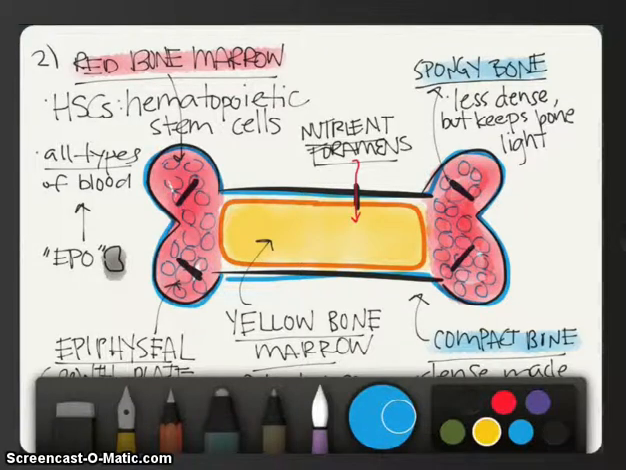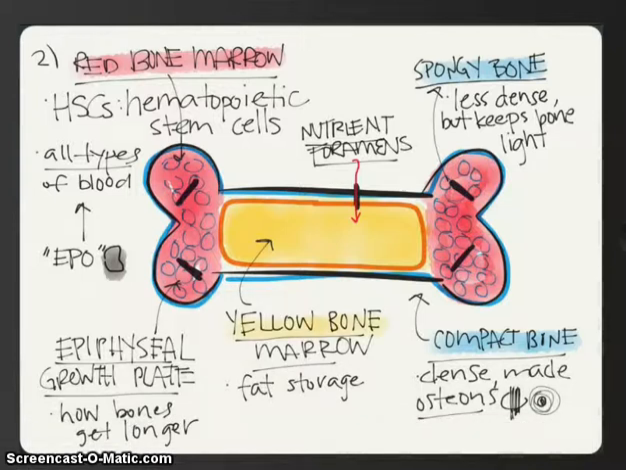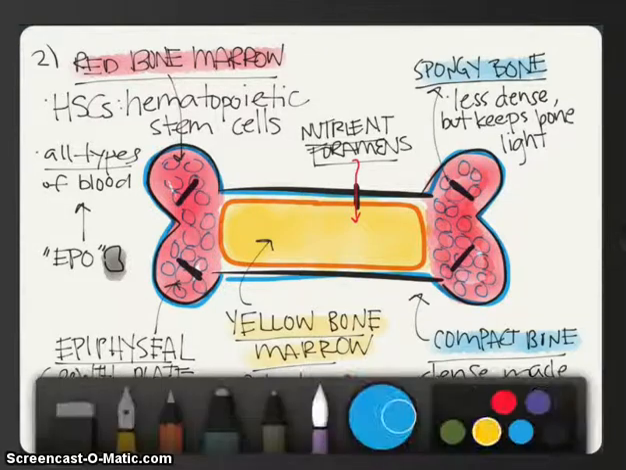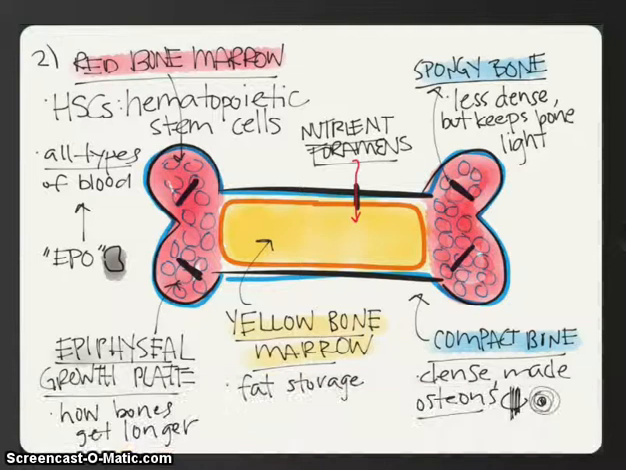Then we colored in yellow the yellow bone marrow in the diaphysis, which fills up most of that region here in that cavity, which allows nutrients to come in back and forth via the nutrient foramens. And then finally we have this epiphyseal growth plate on both ends of the epiphysis, which allows for growth. And what that looks like will change depending on your age.